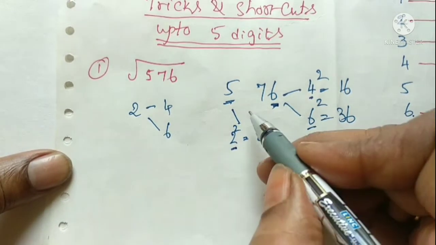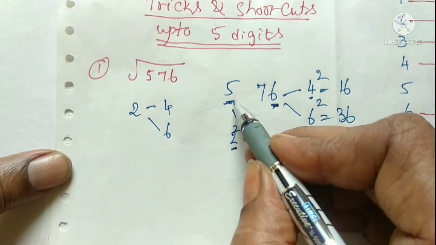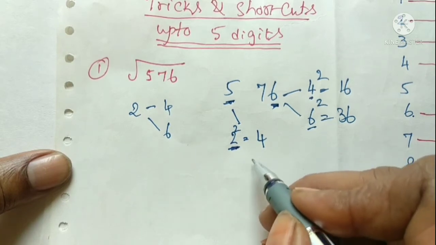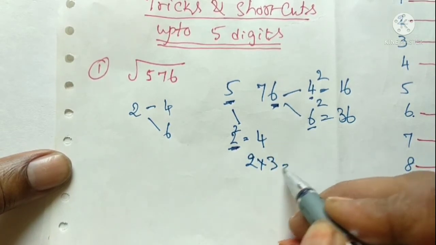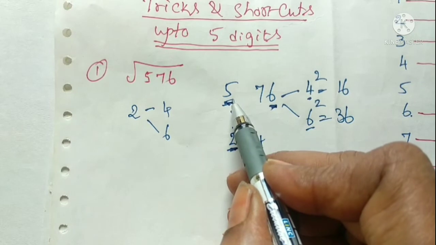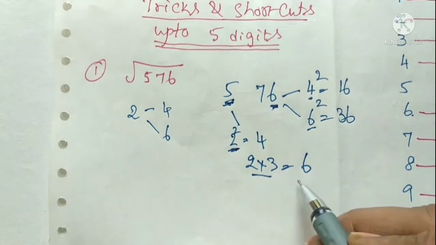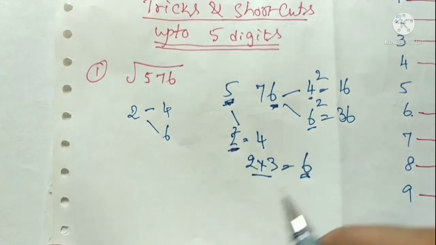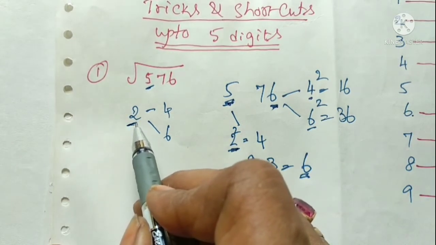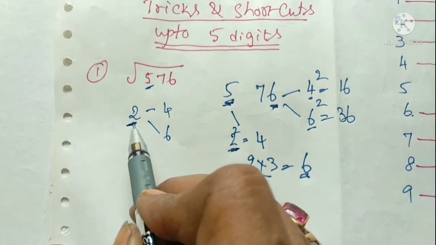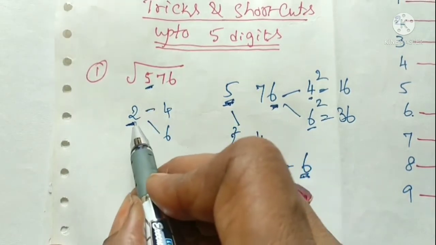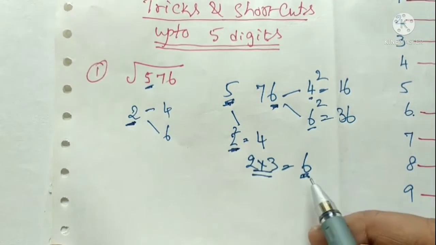While calculating this, we take the 100s part, 5, and its square root, which we have already taken as 2. This 2 is to be multiplied by the next digit 3, and 2 threes are 6. In the hundreds place we have 5, and this 2 multiplied by 3 is 6. We have to compare these two digits: 5 and 2 threes are 6.